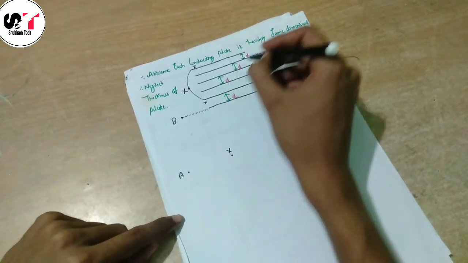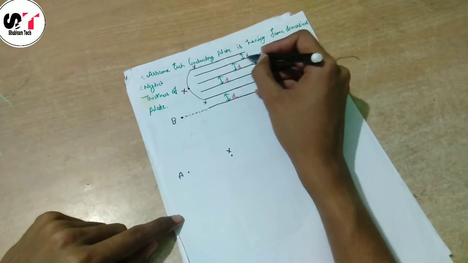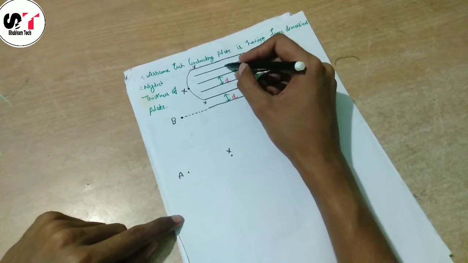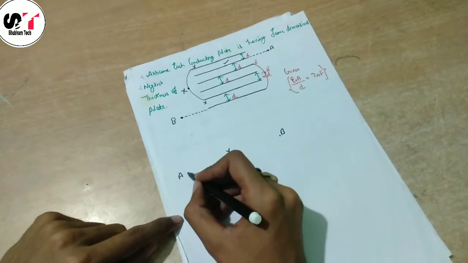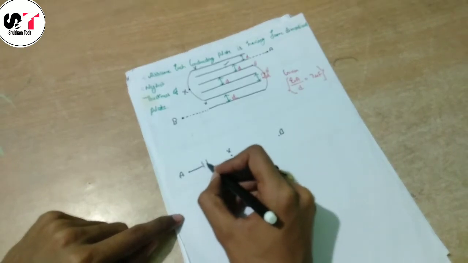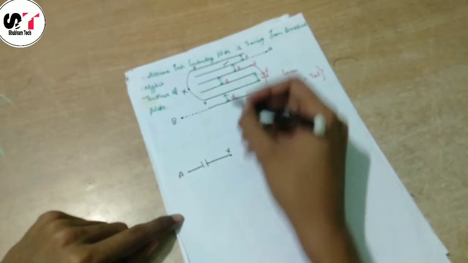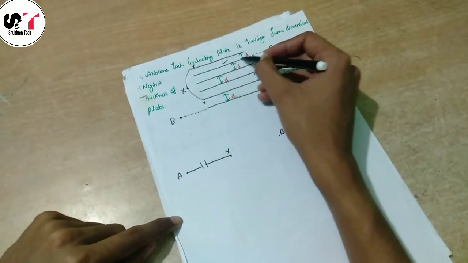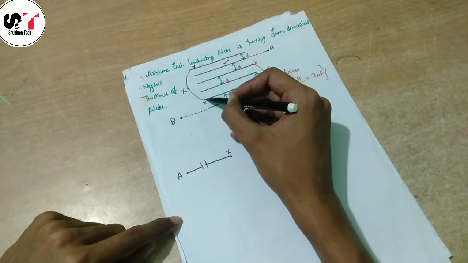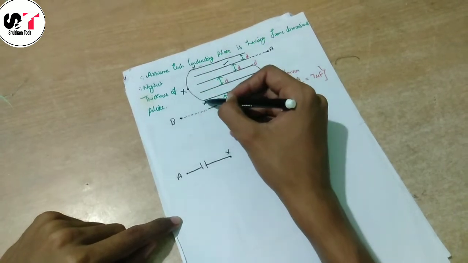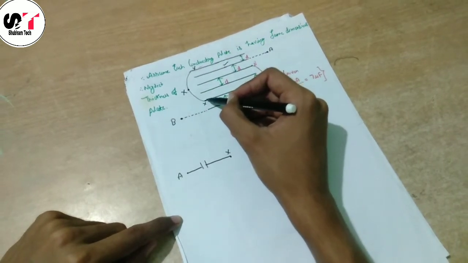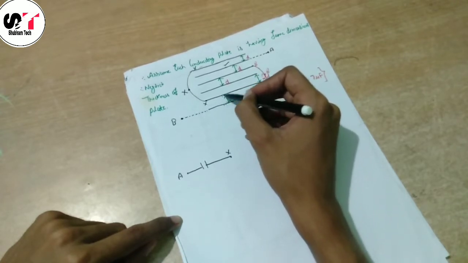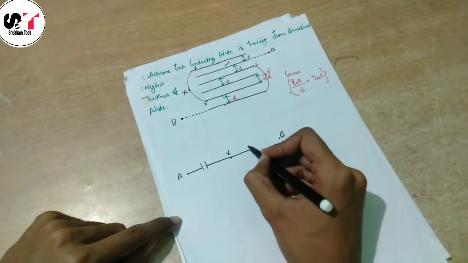Now A point is here, and X is here. One capacitance is formed between this plate and this plate, like this, between A and X points. Now this X point is this. One capacitor is formed between X and V.